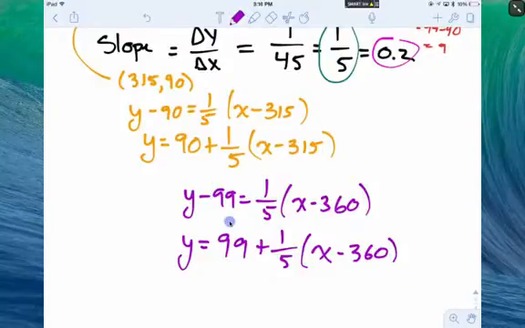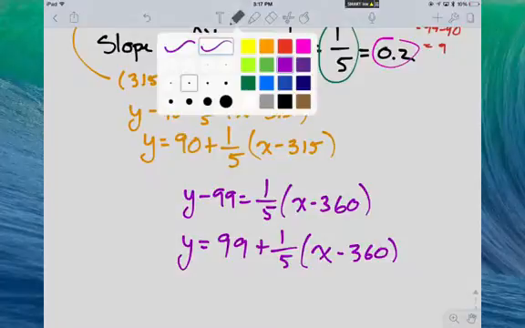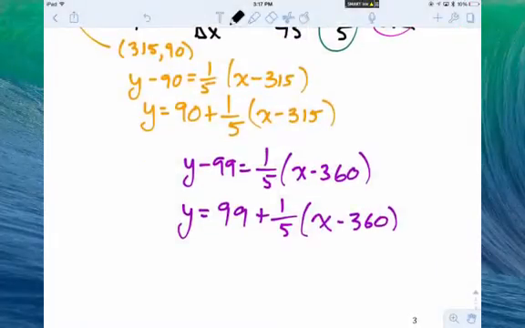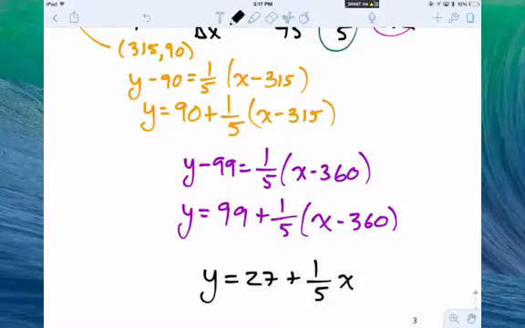And if you put either of these into slope-intercept form, you will come up with the equation, I believe, y equals 27 plus 1/5 x. Let me make sure I actually got that right. 1/5 of 360 is 72. Awesome. Yes. And so this means that if you use no kilowatt hours at all, your flat fee would be $27. So you pay $27 right up front before using any energy, and then each kilowatt hour costs a fifth of a dollar, or 20 cents.